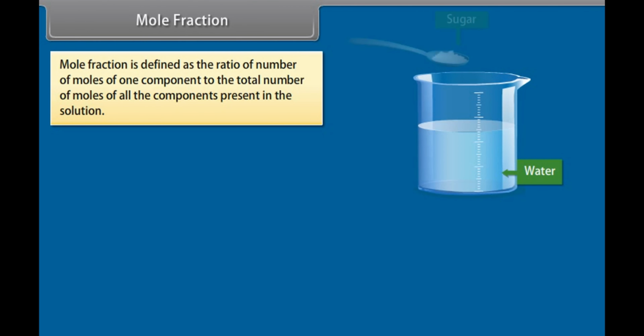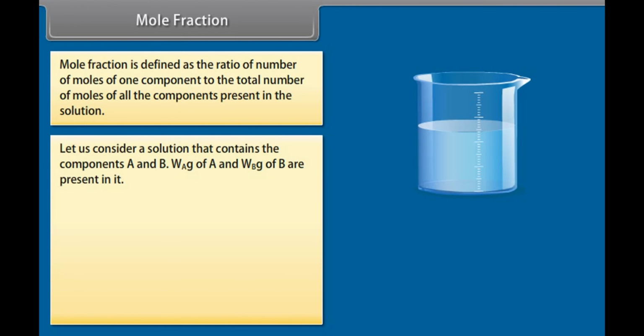Mole fraction is defined as the ratio of the number of moles of one component to the total number of moles of all the components present in the solution. It is denoted by X. Let us consider a solution that contains the components A and B. WA grams of A and WB grams of B are present in it.